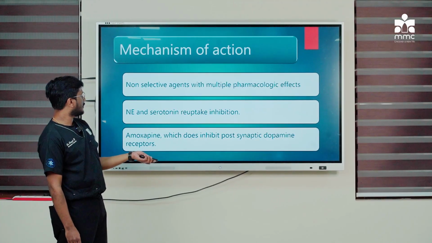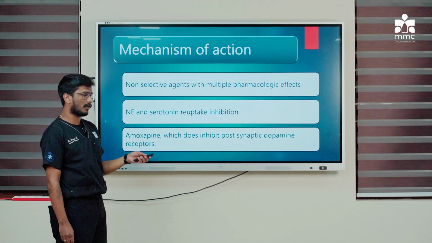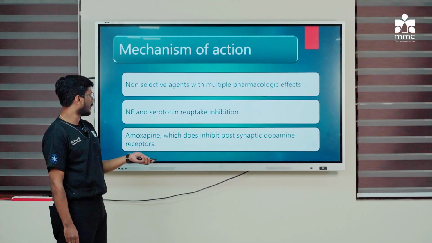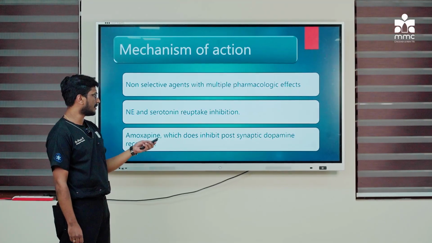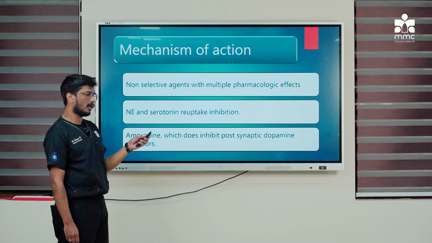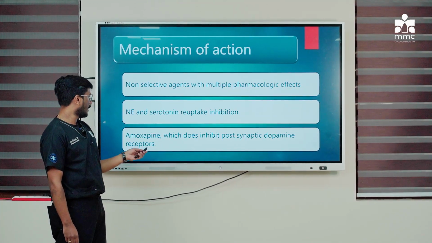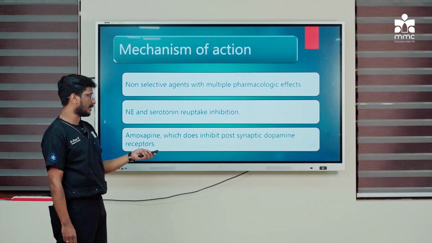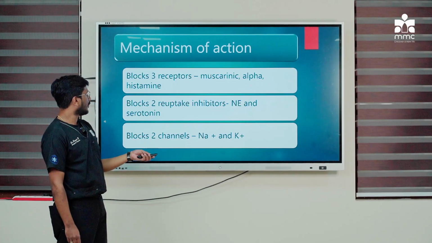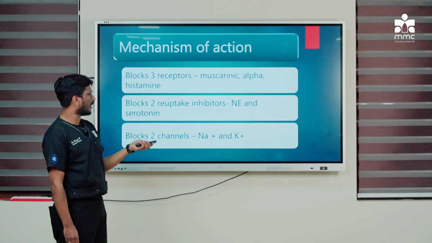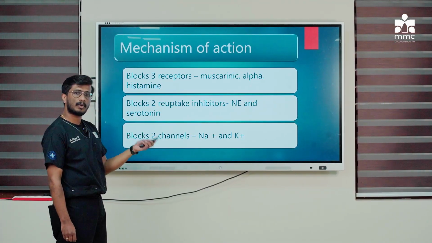So cyclic antidepressants are non-selective agents with multiple pharmacological effects, that is norepinephrine and serotonin reuptake inhibition, which is the main action of antidepressants. That is, serotonin and norepinephrine reuptake inhibition causes the antidepressant properties of cyclic antidepressants, and amoxapine has an extra action, that is the inhibition of postsynaptic dopamine receptor. So we can remember the mechanism of action as: blocks 3 receptors, blocks 2 reuptake inhibitors and blocks 2 channels.